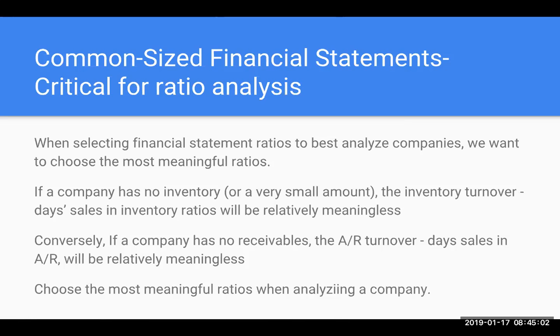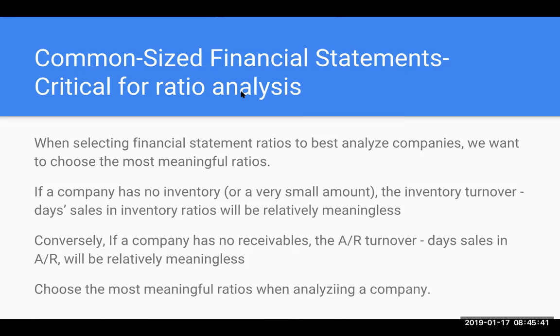The way you want to go is you want to choose ratios that are the most meaningful to you when you are looking at a company, right? For example, there's something called an inventory turnover ratio. But if the company you're analyzing has no inventory, or the inventory amount is relatively insignificant, then why are you using that ratio? It doesn't make any sense. You should only be computing ratios that are meaningful to the analysis of that particular company.